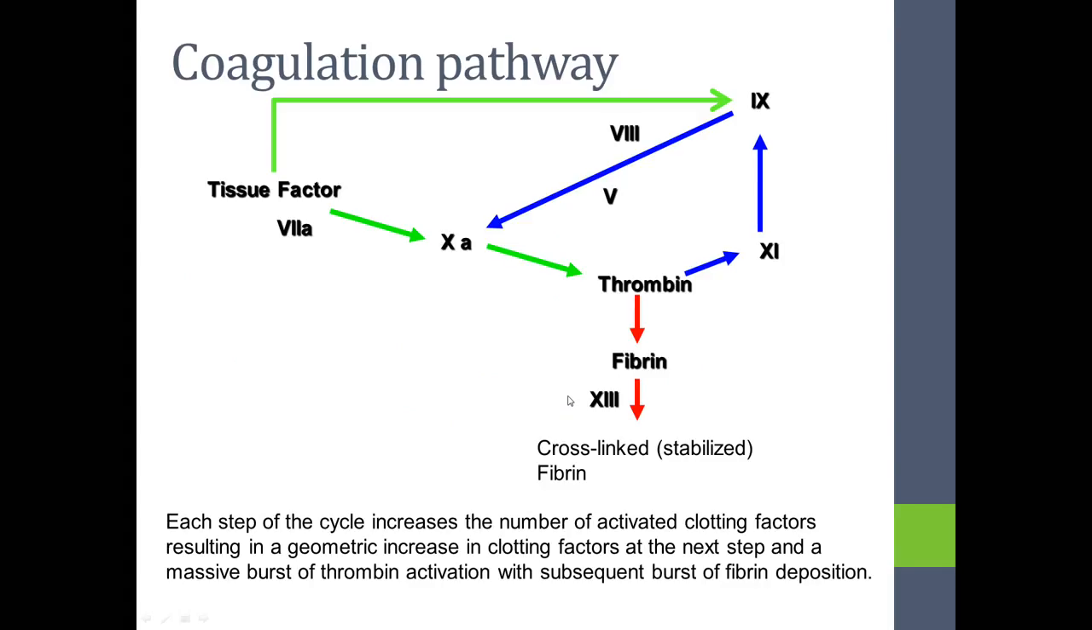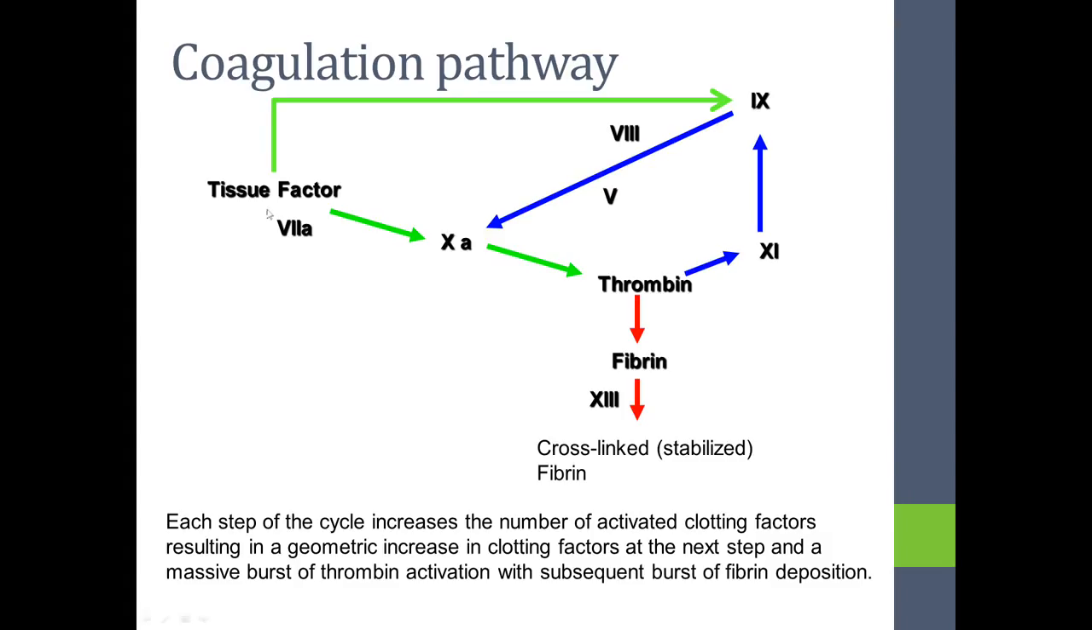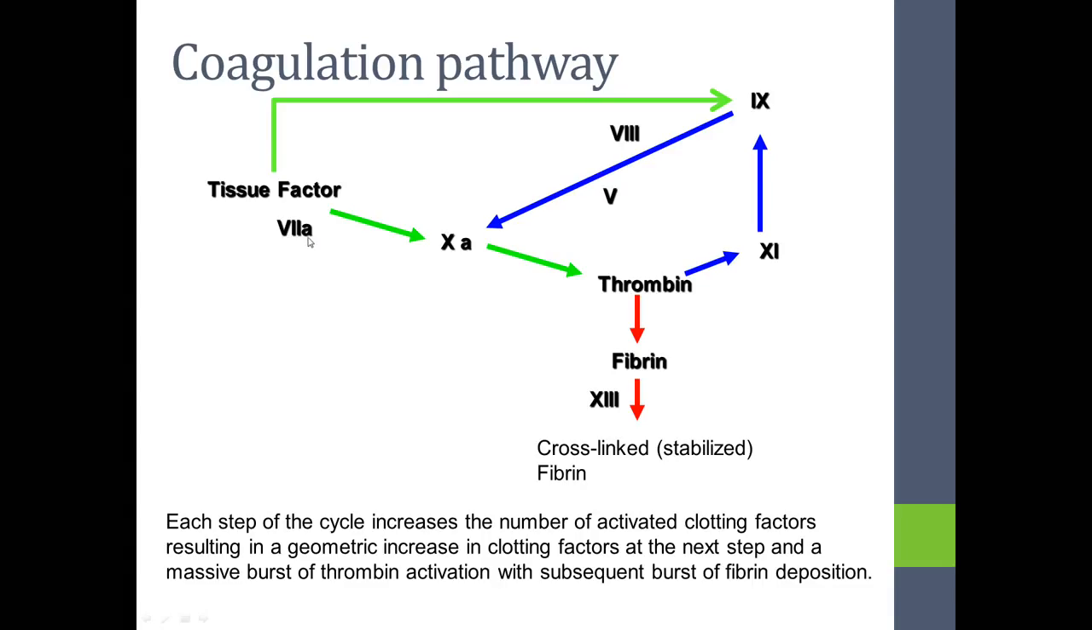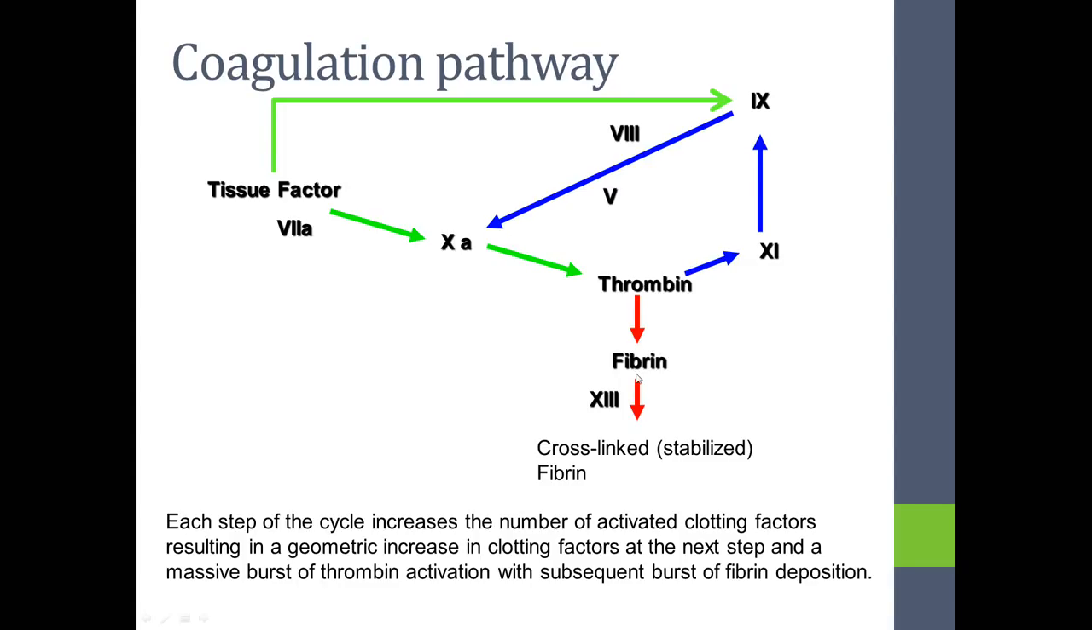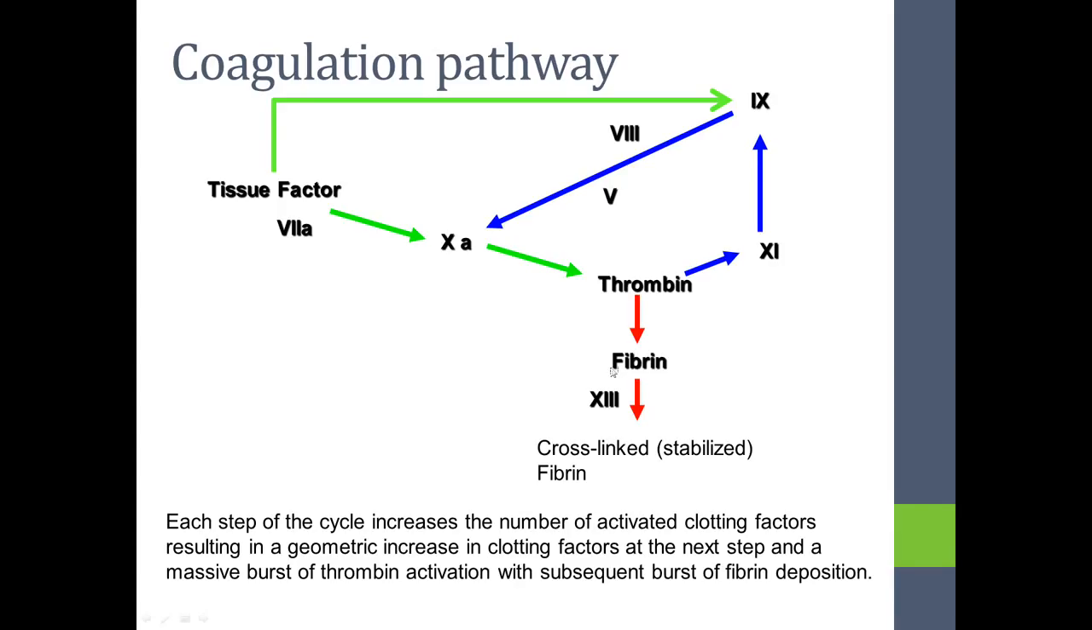The coagulation pathway, in terms of enzymes, is a complicated one. The combination of tissue factor and activated factor 7, this little a at the end, activate factor 9 and also activate factor 10, creating factor 10A. Factor 10A activates thrombin from prothrombin. Thrombin activates fibrin from fibrinogen, and then fibrin strands are stabilized and cross-linked by a factor called factor 13.